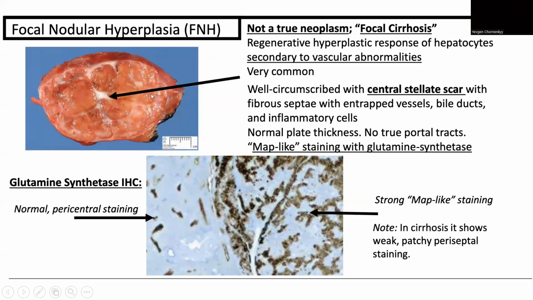FNH, we talked about it briefly. So central scar, it's due to a regenerative response of hepatocytes. It's pretty common. I think it's associated with OCPs, but some people say it is, and some people say it's not. So I don't really believe in it too much. The glutamine synthetase is pretty high yield. If you get zone 3 staining, that's wild type. If you get diffuse map-like staining, that's positive.